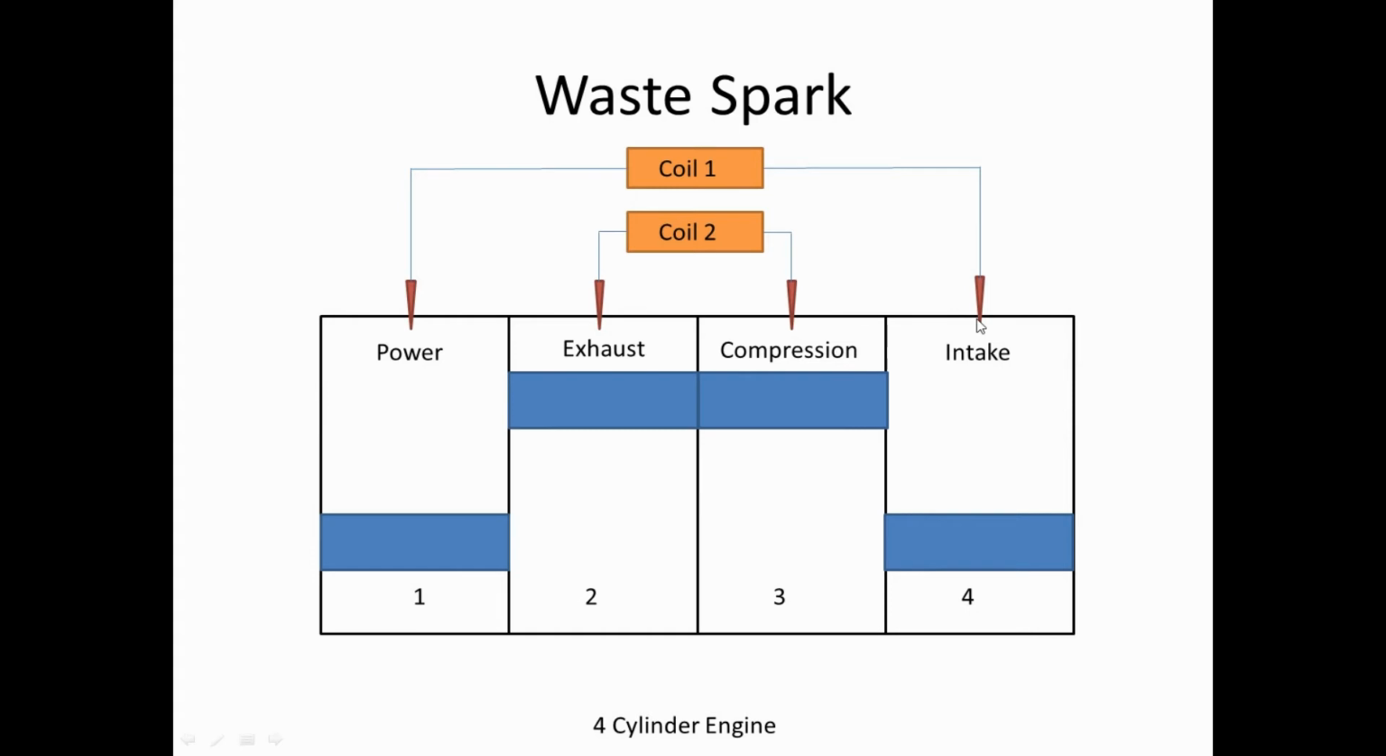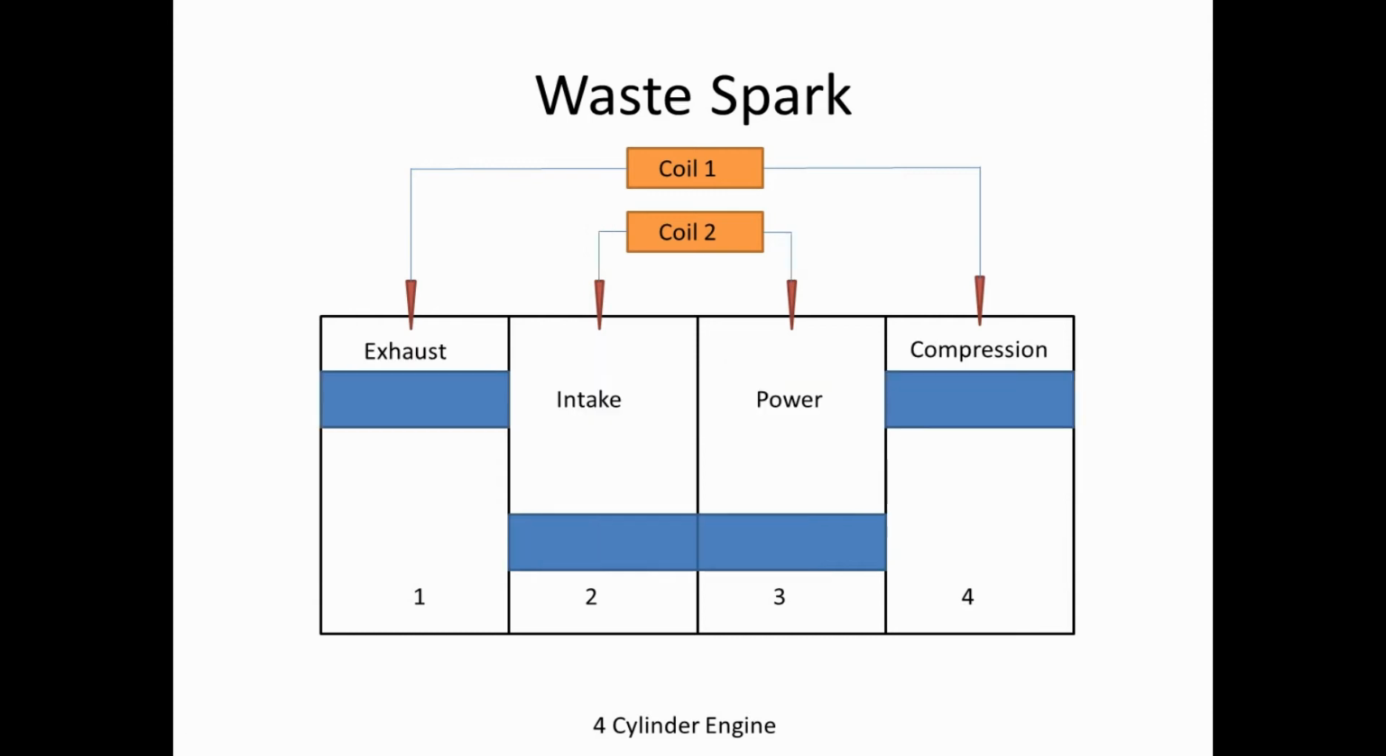Now, as the engine goes to the next half rotation, we have cylinders 2 and 3 up. So cylinder 2 initially had the power stroke and has now come back up on the exhaust stroke, whereas cylinder 3 is ready to fire on our compression stroke. So again, coil number 2 is going to fire, and cylinder number 2 is wasted because it's on the exhaust stroke, and cylinder number 3 is ignited because it's on the compression stroke.